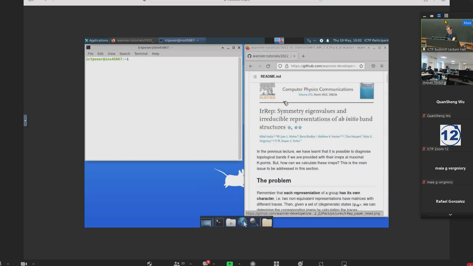I'm going to start by presenting IRREP. It's a Python package that calculates irreducible representations of DFT bands. So the question is, why do we need IRREP? As Maia said, we can diagnose and classify the topology of our DFT materials, our DFT calculations, if we have the irreducible representations of valence bands. So IRREP is a Python code that calculates these irreducible representations of valence bands.